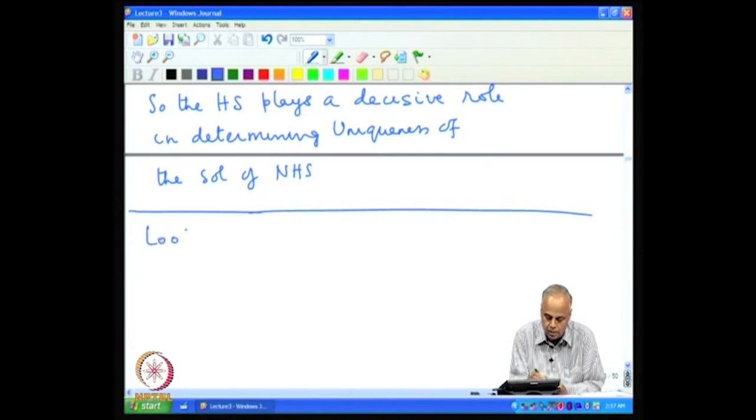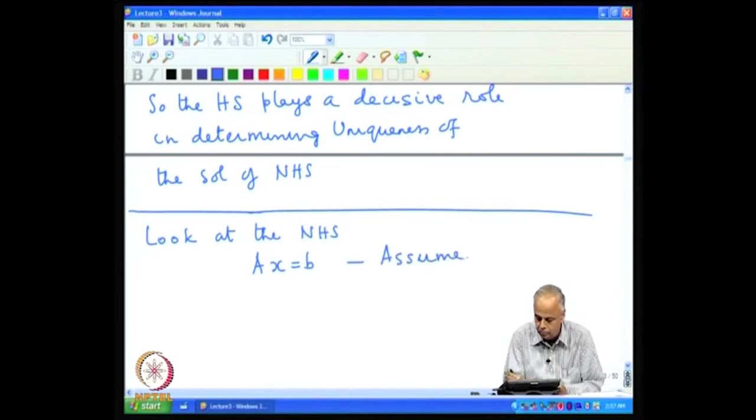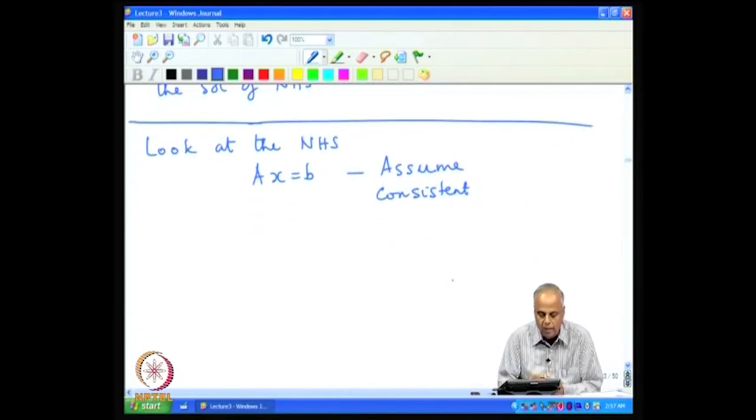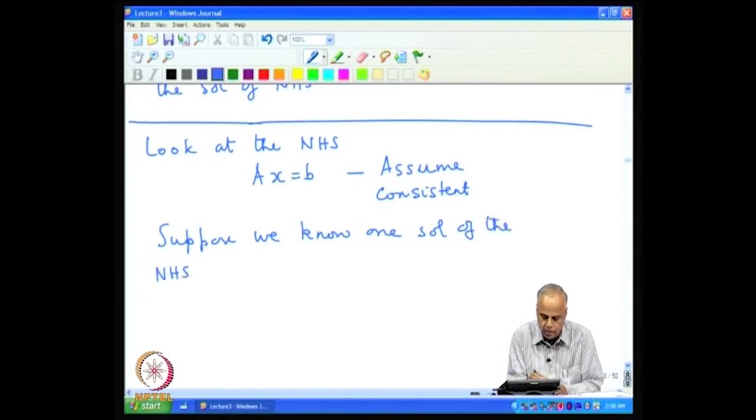Let us now look at the non-homogeneous system Ax equal to B, again assume consistent. So now we have a consistent non-homogeneous system, that means A is an m by n matrix, B is an m by 1 vector, and the m by n system Ax equal to B is known to be consistent, that is, known to have a solution. Now, suppose we know one solution of the non-homogeneous system, which we denote by x_p.